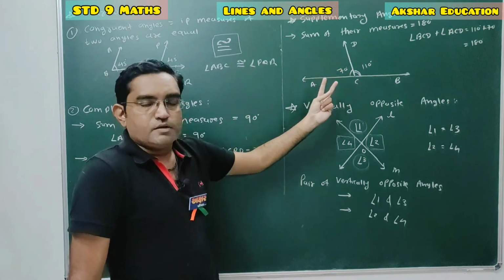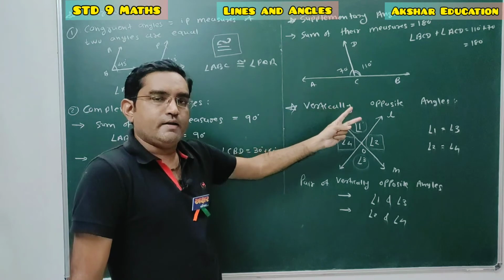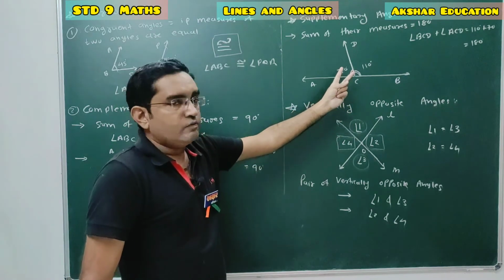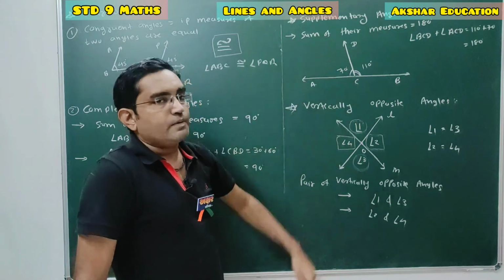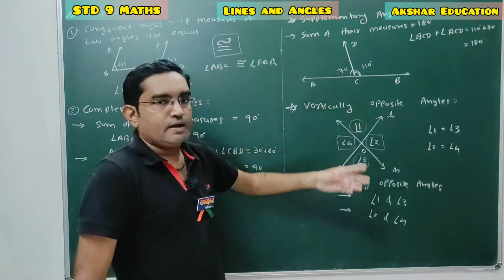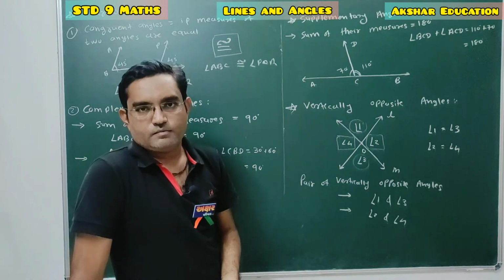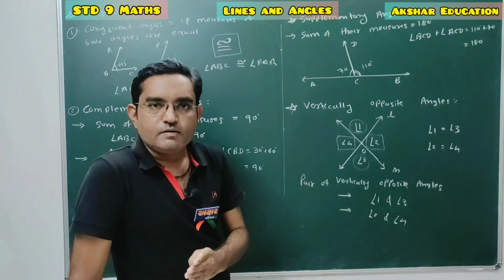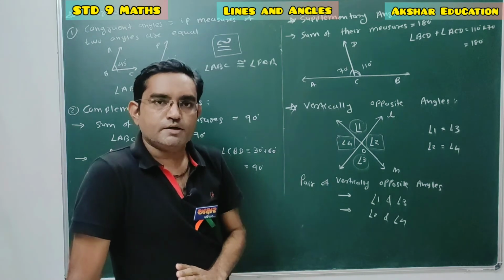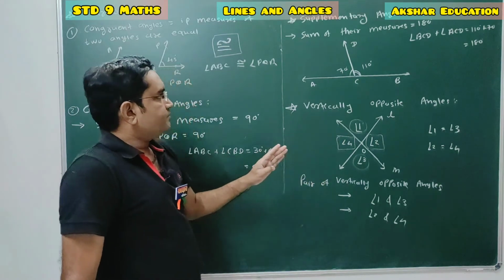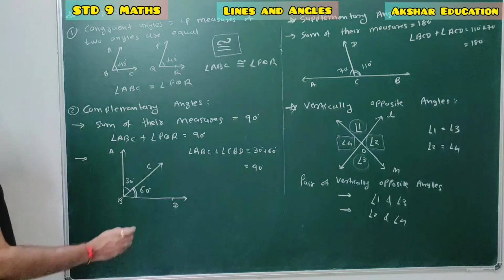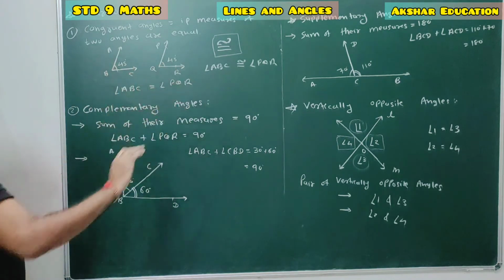Supplementary angle means the sum of the measures of two angles is 180 degrees. So that pair of angles is known as supplementary angles. So supplementary angles are always a linear pair of angles. What is a linear pair of angles? That we will discuss later on. Clear, students? So up to now you have to remember these four pairs of angles.